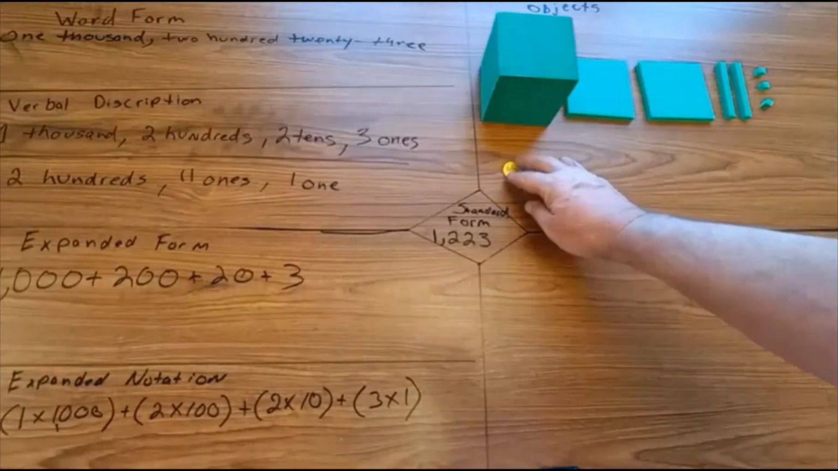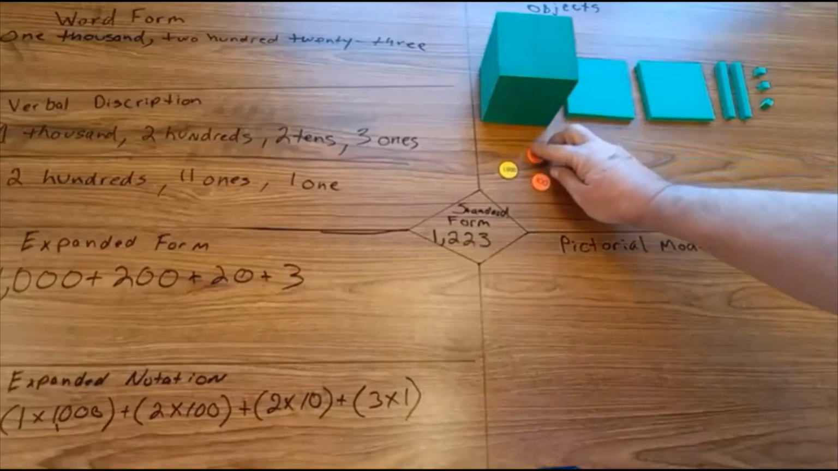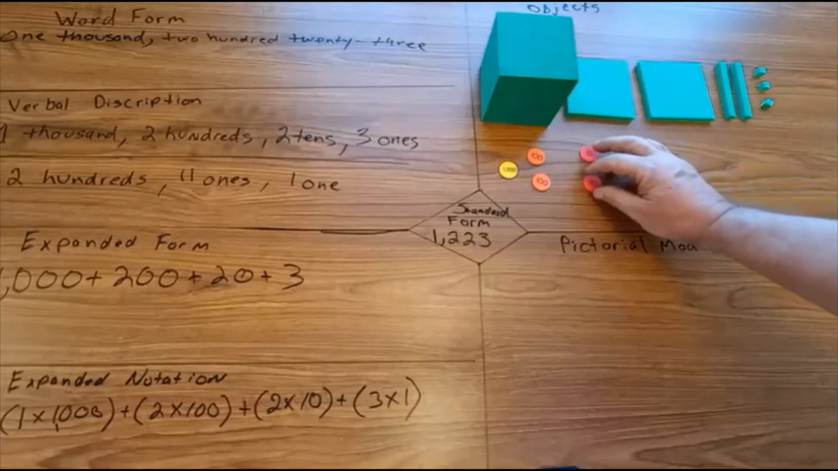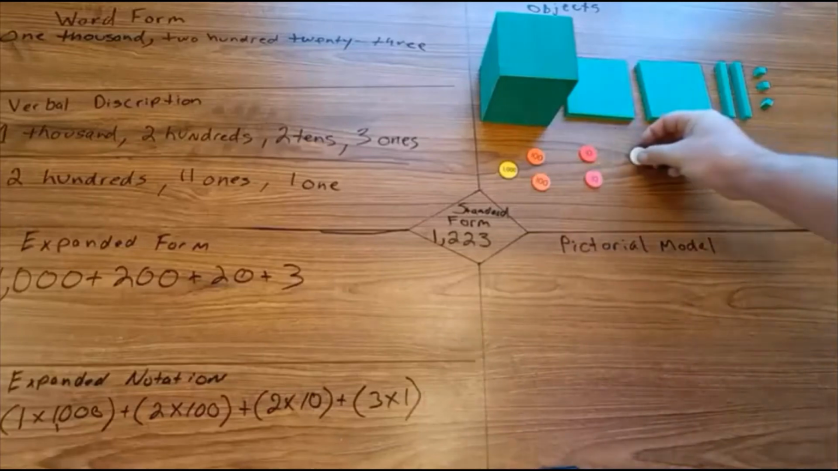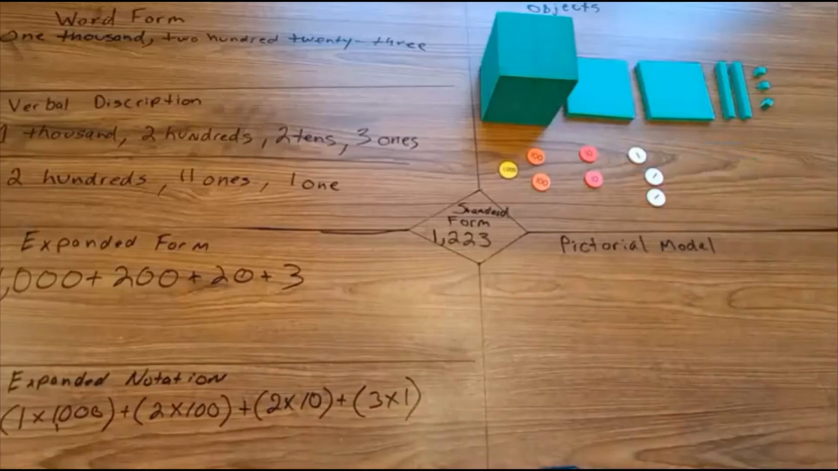So I have place value disks that have the place value on it. So I've got 1,000, 2 hundreds, 2 tens, and 3 ones. So this is another way to use objects to represent 1,223. Okay, and the last way I'm going to show you is a pictorial model.